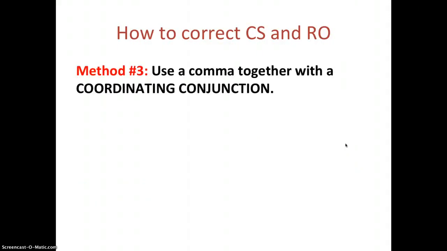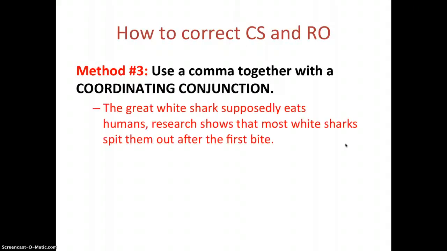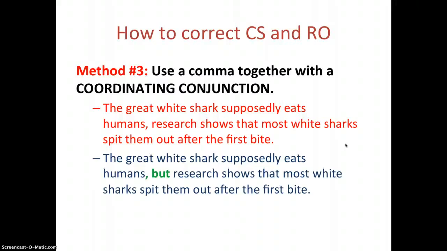All right, then method three is to use a comma together with a coordinating conjunction. The great white shark supposedly eats humans. Research shows that most white sharks spit them out after the first bite. Okay, so use one of your FANBOYS, right? Now think about which one makes the most sense. Yeah, but. We would want to use but to show that there's a contrast, a contrasting idea here.